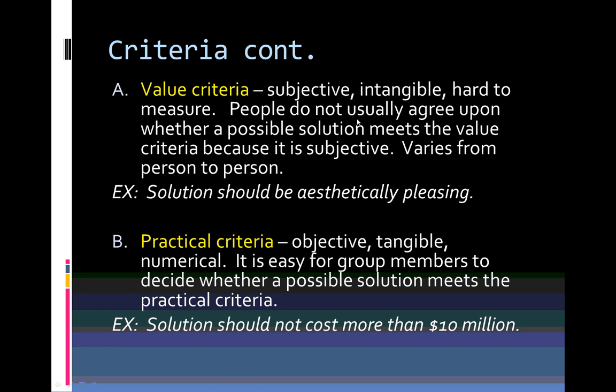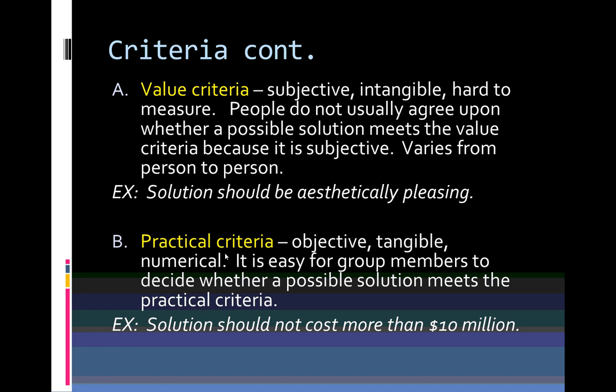And that's what it means by people do not usually agree upon whether a possible solution meets the value criteria, because it is subjective. It varies from person to person. If we said the person we are dating should be good looking, then good looking is a value criterion. The standard is very subjective. Who is good looking to one person may not be good looking to another person. In our traffic example, a value criterion would be that our solution to fixing traffic should be aesthetically pleasing, that we don't get to tear up the roads and the environment and the parks to make our traffic problem better.